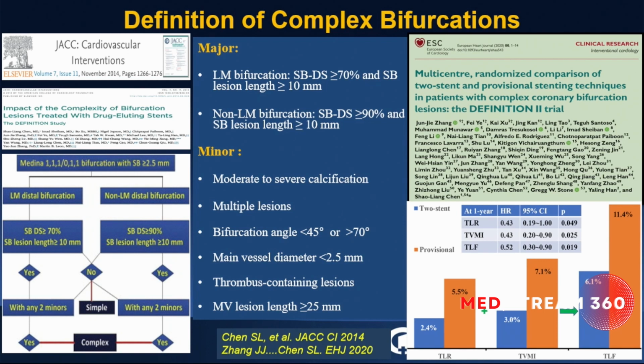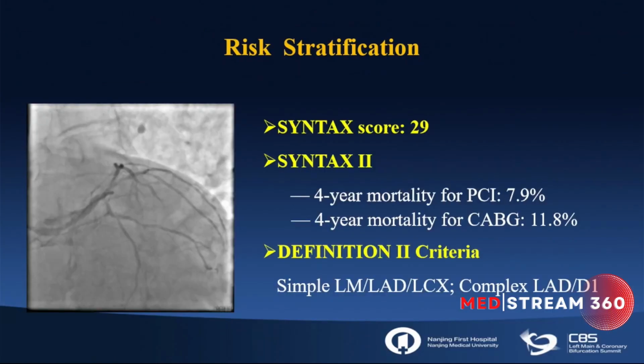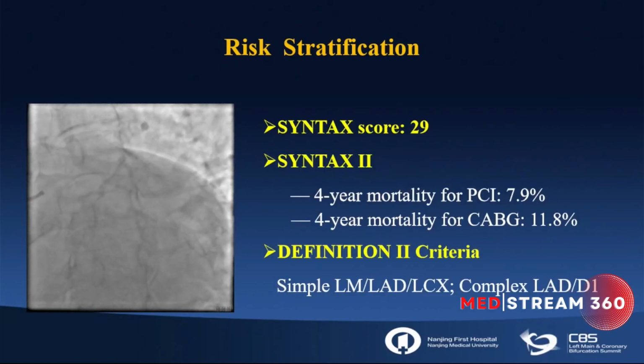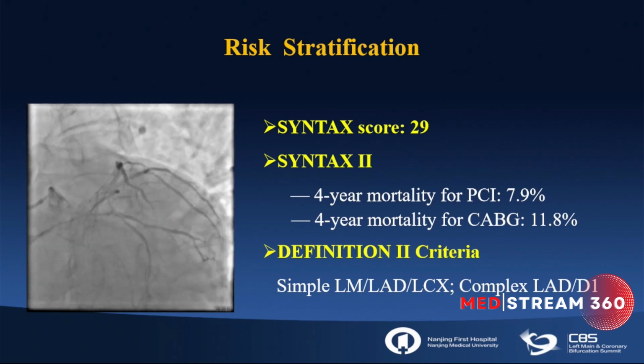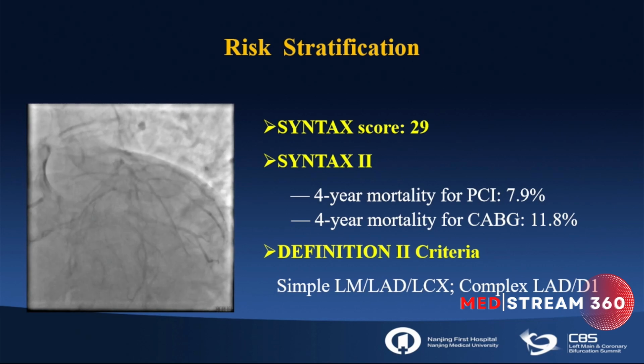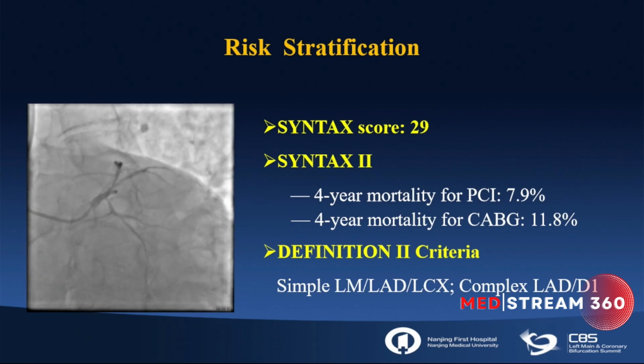The DEFINITION II trial demonstrated that two-stent technique, especially DK crush, is associated with a lower risk of target lesion failure compared with provisional stenting during 1 year follow-up and 3 year follow-up after PCI. So today, the SYNTAX score for the patient is 29. We also calculate SYNTAX II score. 4-year mortality for PCI is 7.9%. 4-year mortality for CABG is 11.8%.